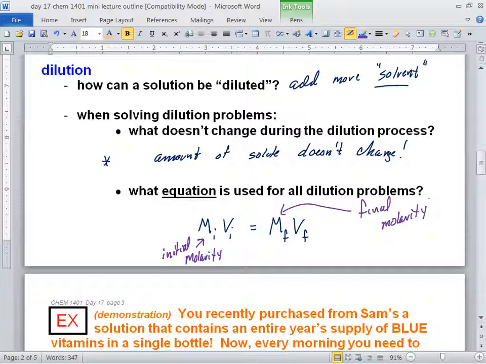That's no problem. The V's, Paul, are probably what? What are the V's? Remember, it's a dilution problem. We're going to start out with some initial V and end up with some final V. You're dumping in a lot of solvent. What's changing? The volume. The volume's changing. So you've got initial volume and final volume.